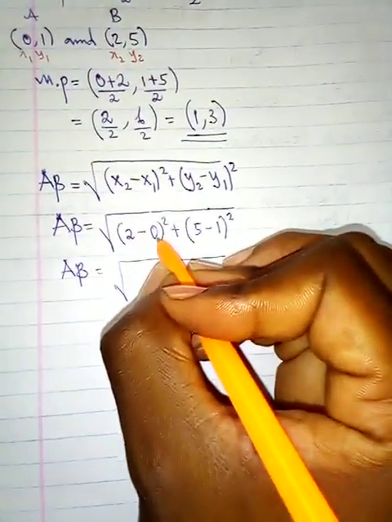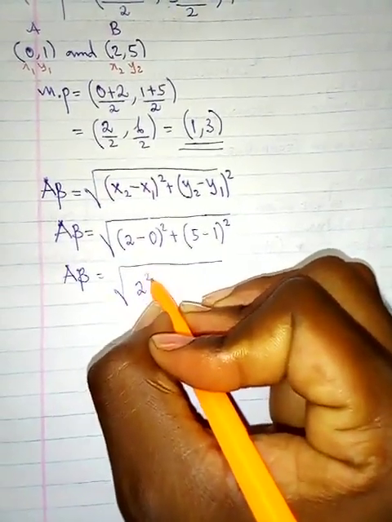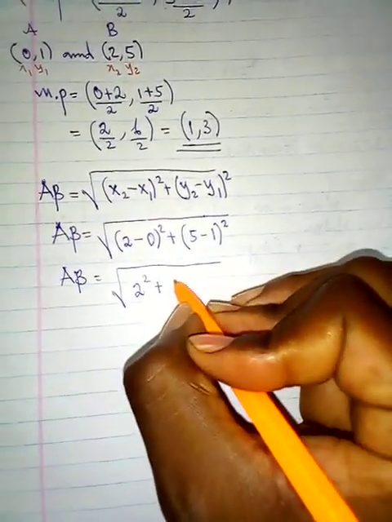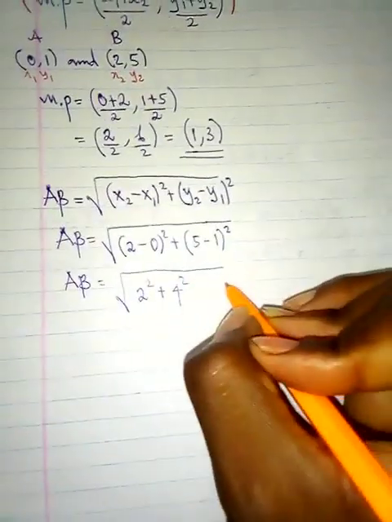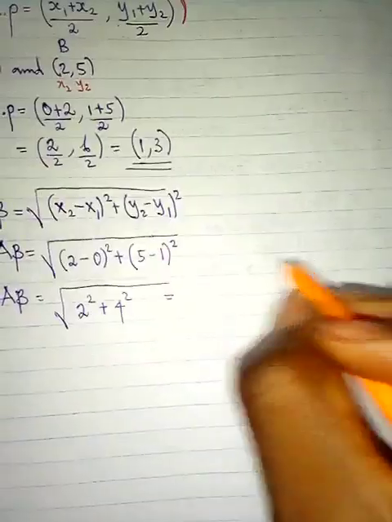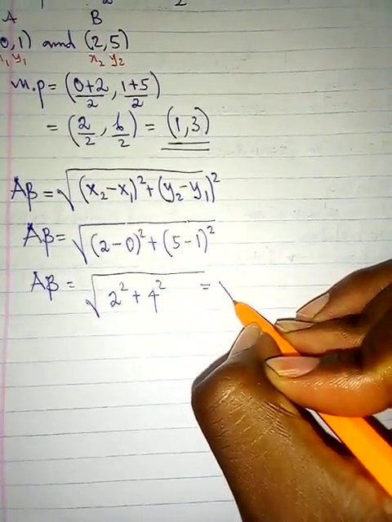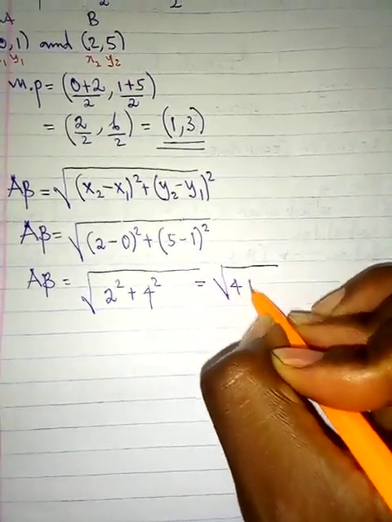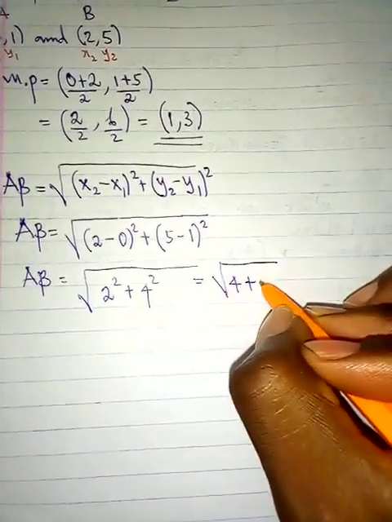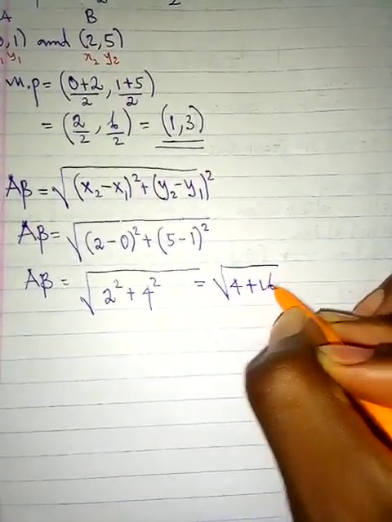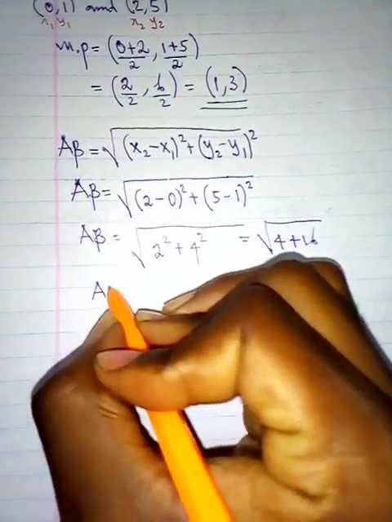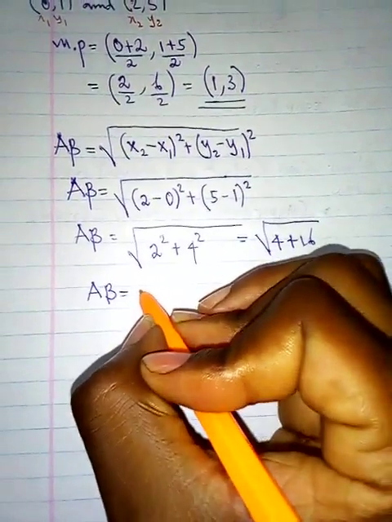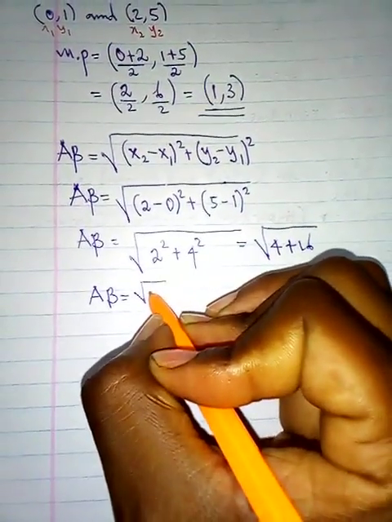So 2 minus 0, that's just going to be 2 squared. 5 minus 1, then it's just going to be 4, right? Squared. 2 squared is just going to be 4. 4 squared is just going to be 16. 4 plus 16, then it's just going to be 20.